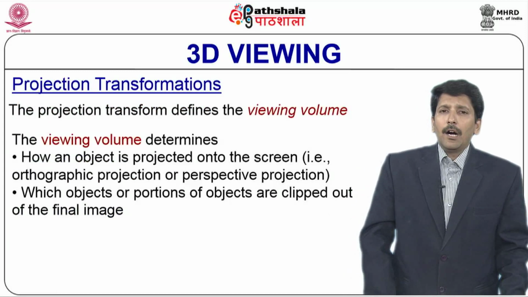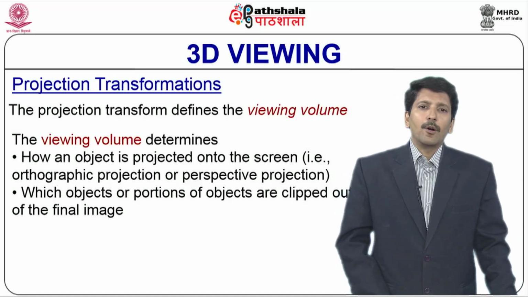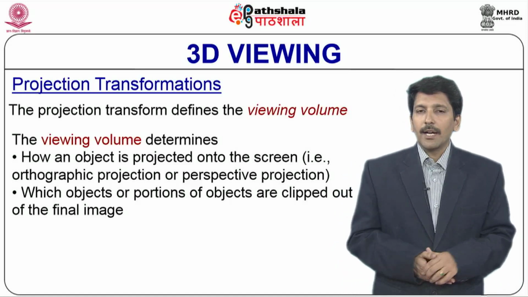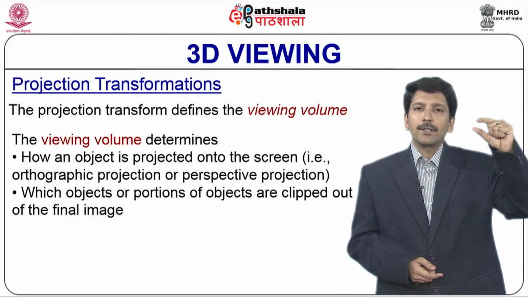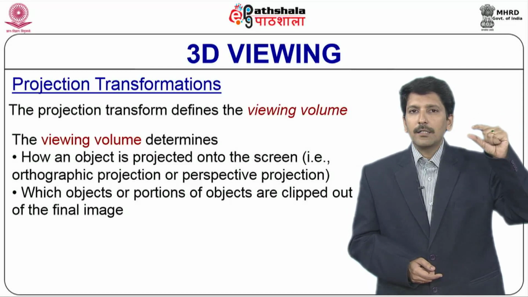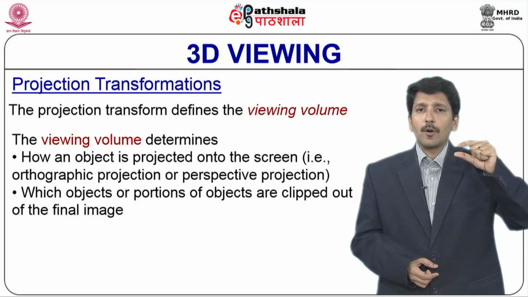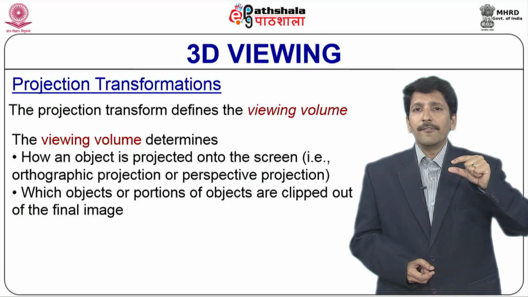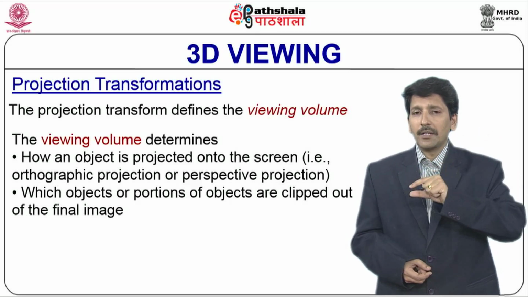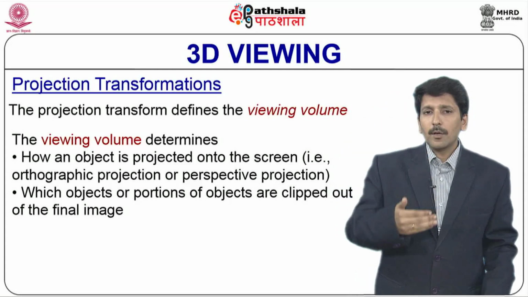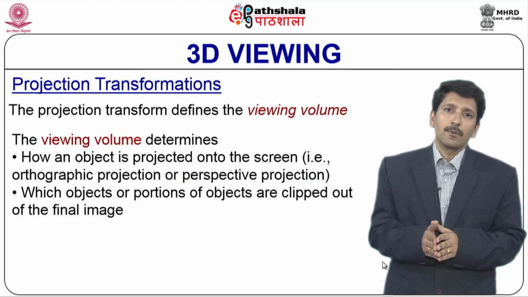Now, after this viewing transformation is performed, the next step is to perform projection transformation. As I was telling, we start with modeling coordinates, modeling transformation, world coordinates, viewing coordinates, and then projection coordinates, and then we get the viewport coordinates, and finally clipping coordinates to viewport and to device. So, in this sequence we are at the step where we need to perform projection transformations.